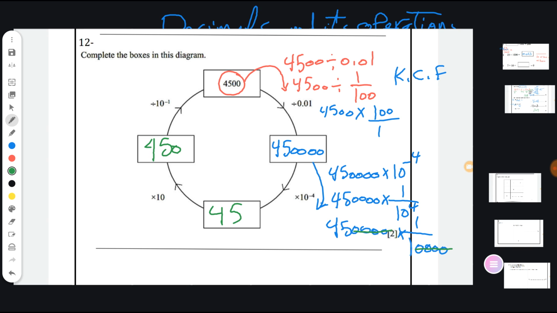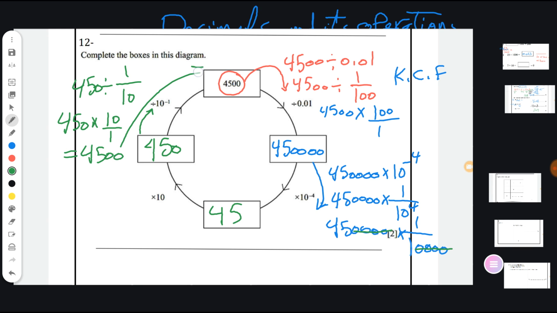To make sure about the last answer, let's divide. So 450 divided by 10 to the power negative 1, which means 1 over 10 to the power 1. Keep, change, flip. So 450 multiplied by 10 over 1 will equal 4,500. Yes, the same answer. We are right. We confirm about ourselves.